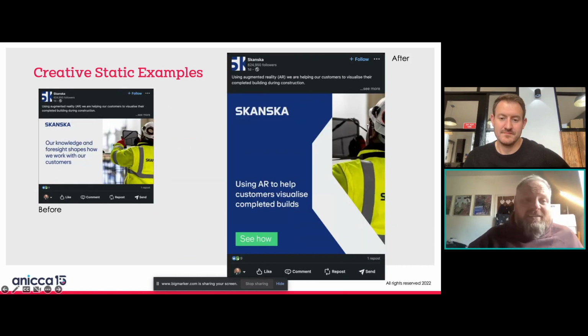And then finally, our knowledge and foresight shapes how we work with our customers. No, using AR to help customers visualize completed builds. It's a better use of terminology. Let's see how that happens. Massive bulk color in the background.